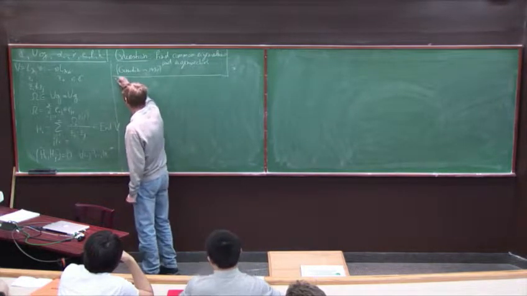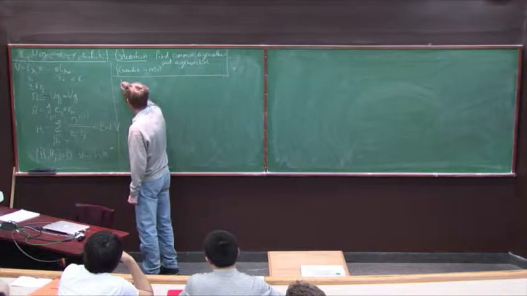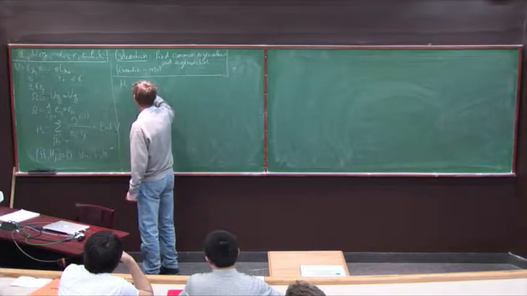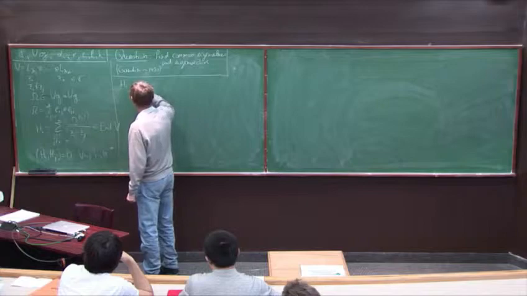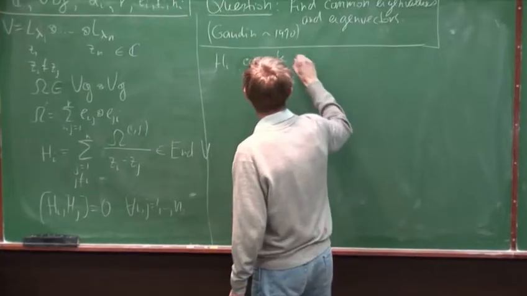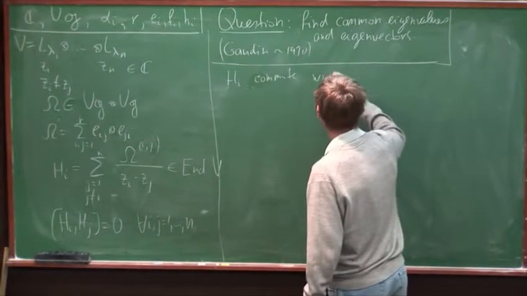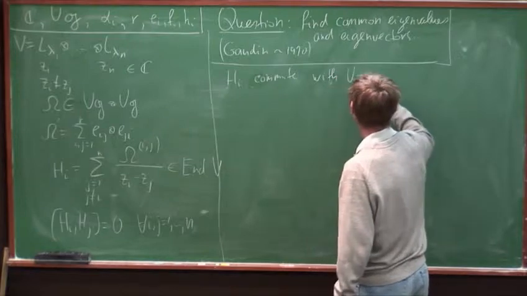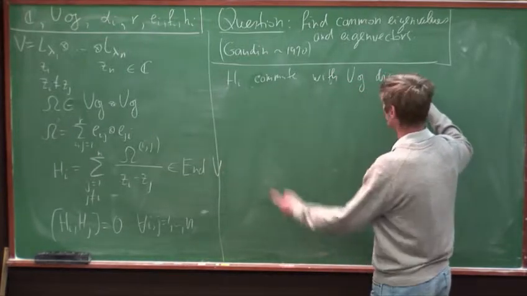And what I want to do first is a very simple remark, that the H_i are actually block diagonal. In fact, they commute with the U(g) action, the diagonal action in this module.